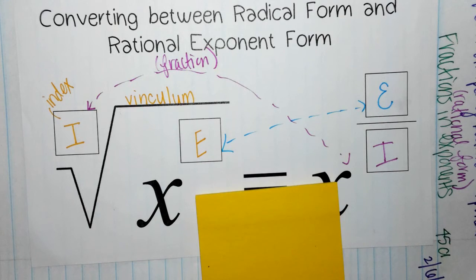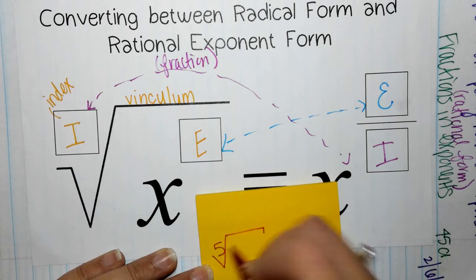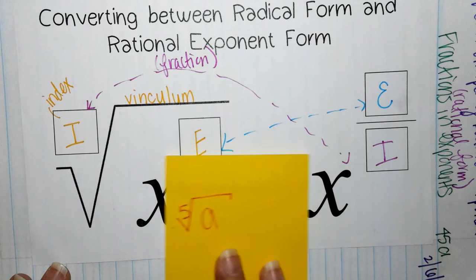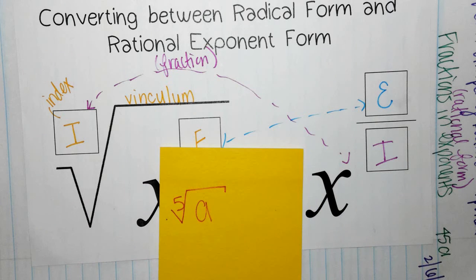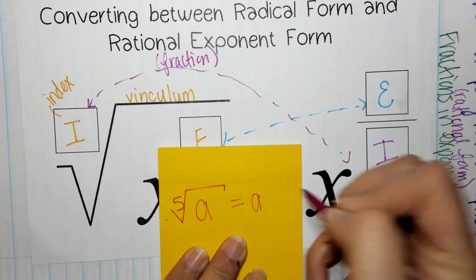So if I wrote the fifth root of A, is this in radical form or rational form? Listen to what I asked you. Is this in radical form or rational form? Radical. That's a radical. Now I want you to convert it to rational form. How do I do that? It's going to be A, and 1 is not over anything.